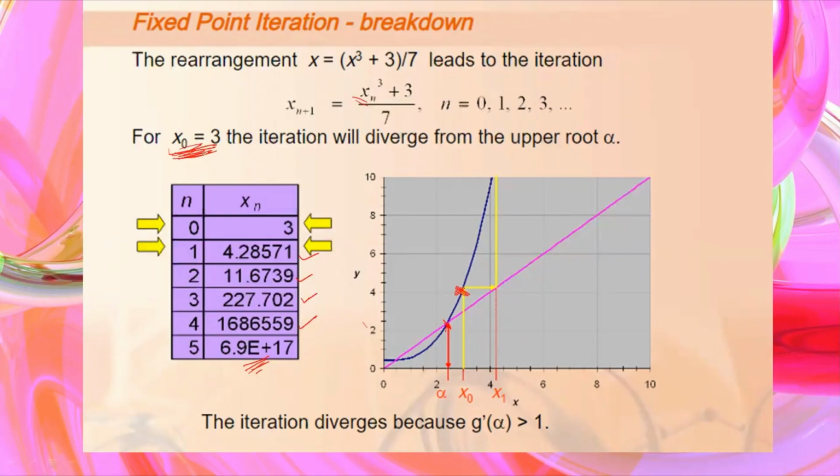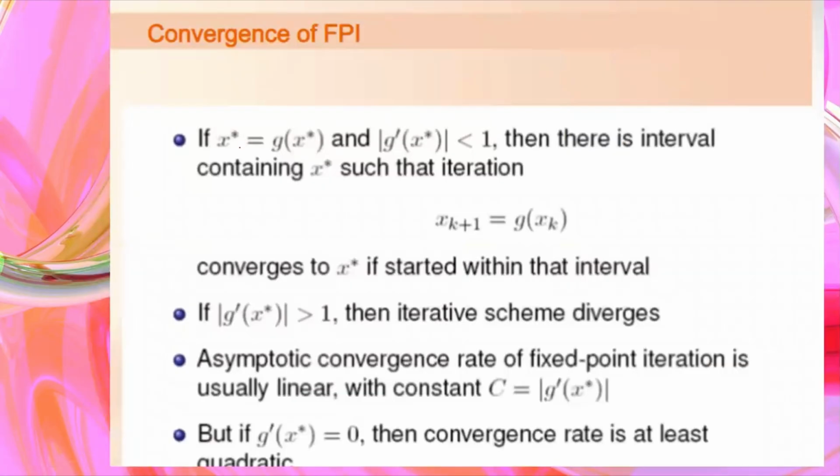So for that he is giving some rule. You observe it. If x equal to x star is equal to g of x star, and g dash of x star is less than 1, then there is an interval containing x star such that the iteration x k plus 1 is equal to g of x k converges.